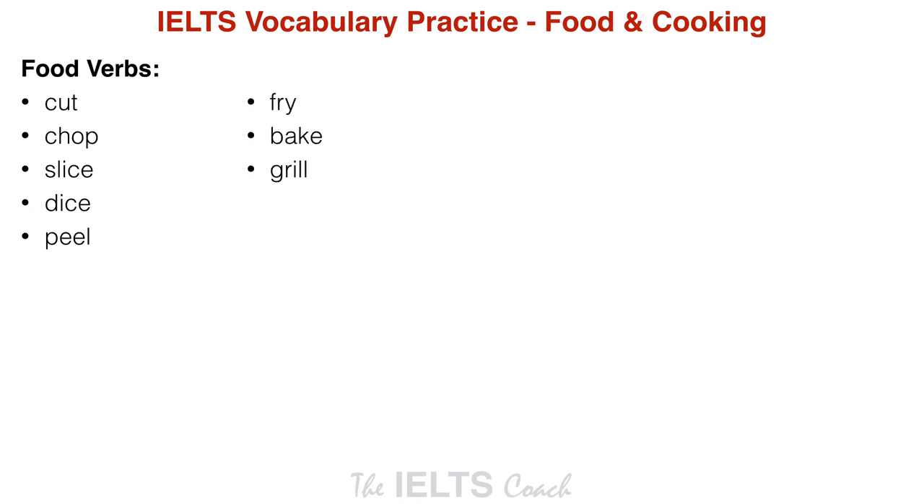Fry, bake, grill, boil, and steam. Different ways to cook food. So fry in a frying pan with some butter or oil, bake in an oven, grill on a grill or barbecue, grilled chicken or barbecued meat, boil in water, we can boil potatoes, and steam. Steam in a little water, but the steam cooks the food, steamed rice or steamed vegetables.